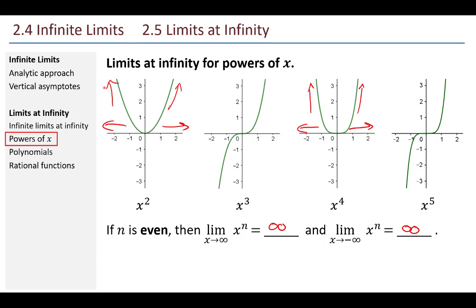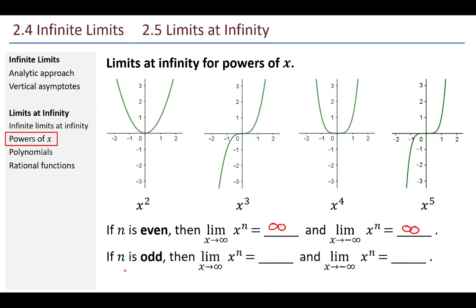All right, how about the odd powers? If n is odd, now I'm looking at x cubed and x to the fifth. As x goes to infinity, then x to the n approaches positive infinity. And as x goes to negative infinity, now here's where it changes. My x values fall forever. That limit is negative infinity. Well, now that we've established the behavior for these powers of x, let's broaden our view and look at polynomials.